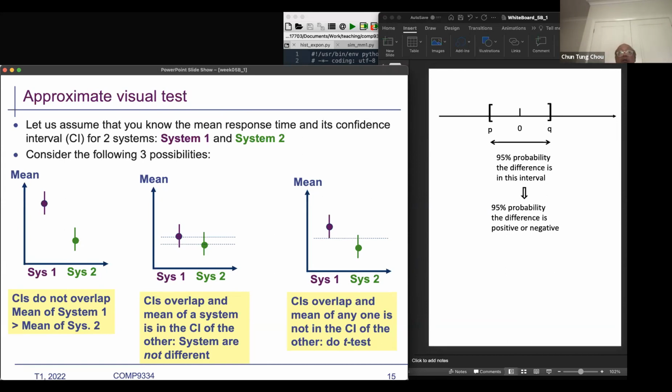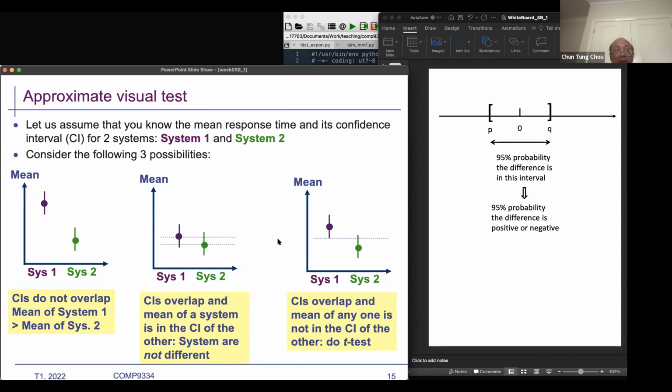Sometimes what you may want to do is just compute the confidence intervals for each system and plot them up. This is a very nice visual test because it means you can actually safely say whether one system is better than the other.